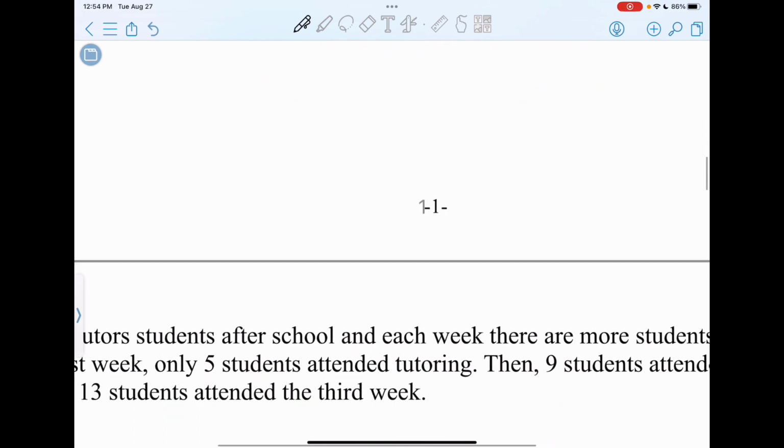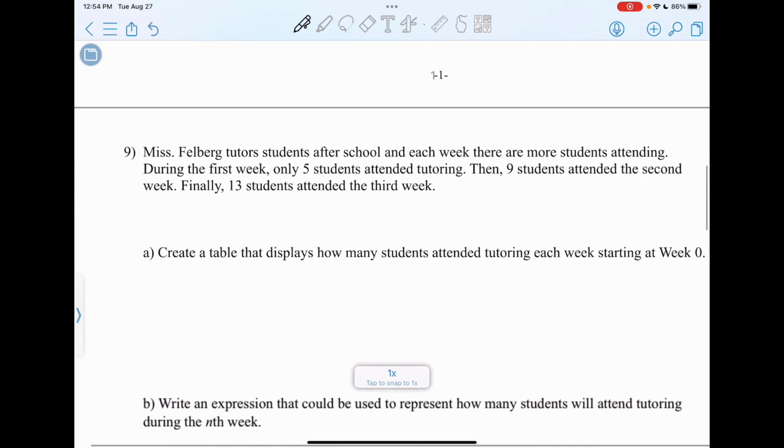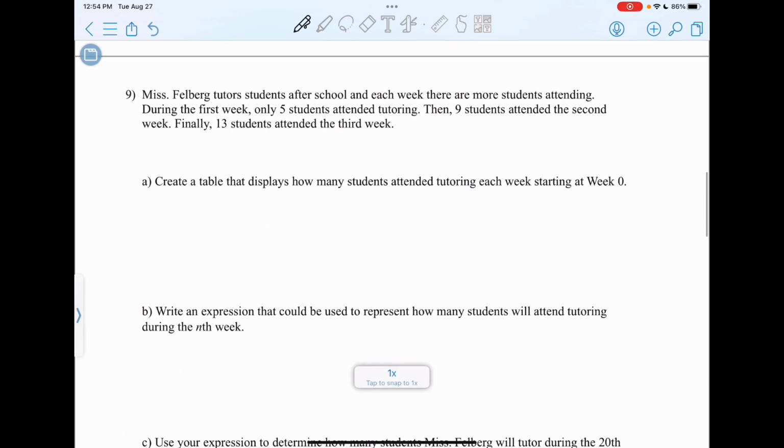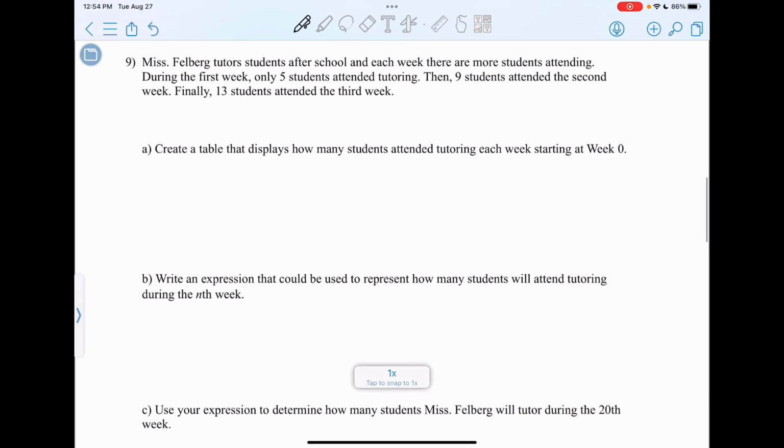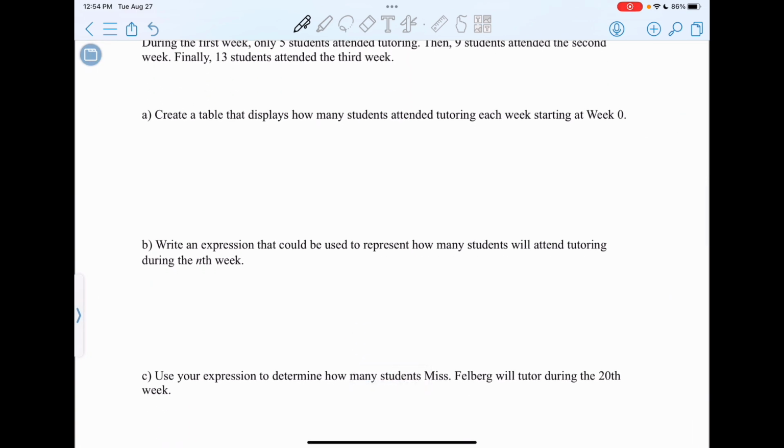So looking at number 9, it says, Ms. Felberg tutors students after school, and each week there are more students attending. During the first week, only 5 students attended, then 9 students attended the second week. Finally, 13 students attended the third week. Create a table that displays how many students attended tutoring each week, starting at week 0.